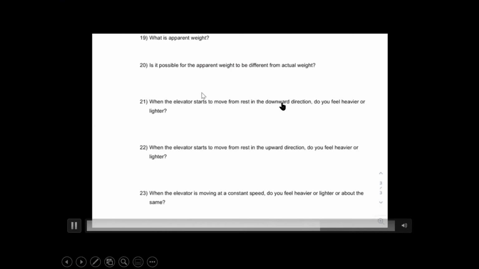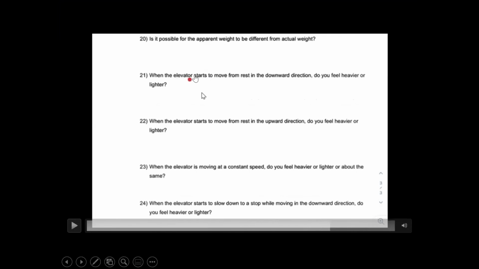So you're inside an elevator. Question number 21. It's accelerating in the downward direction. Do you feel heavier, lighter, about the same? So you will feel lighter, right? So that's the correct answer.